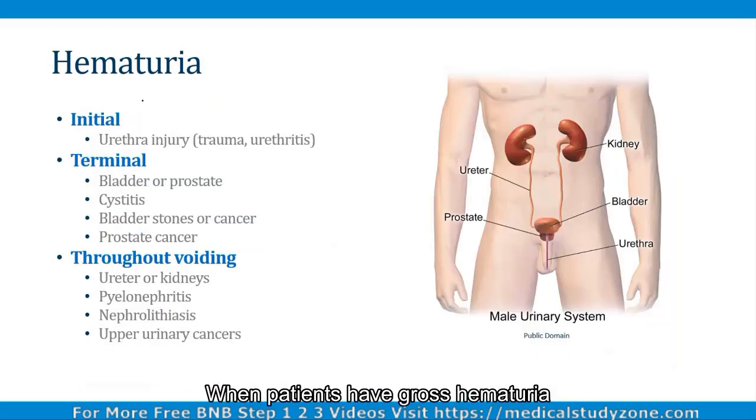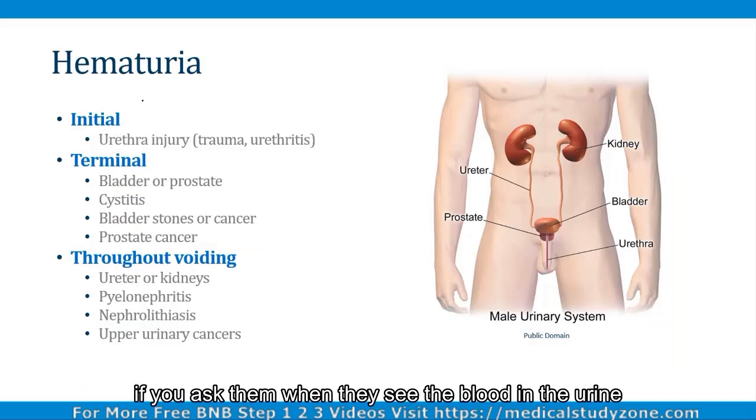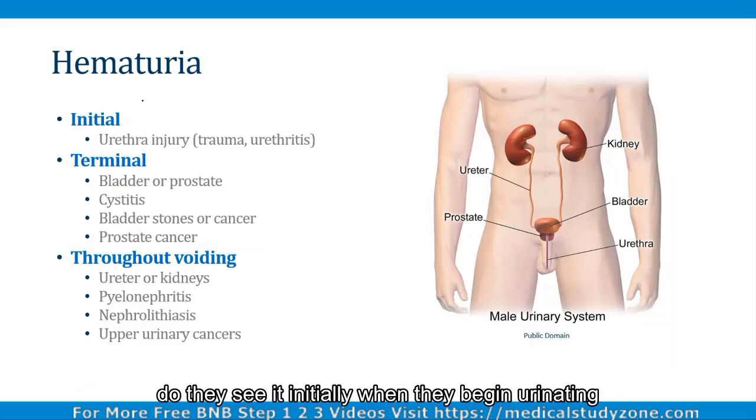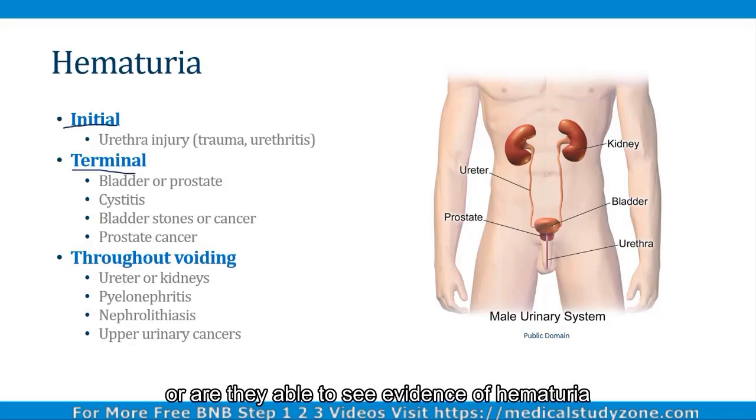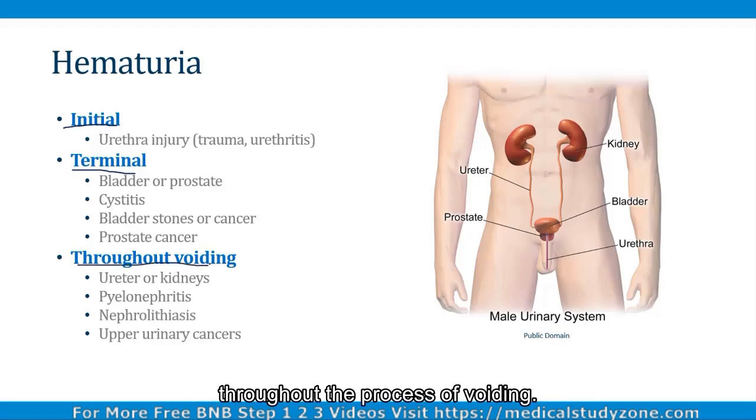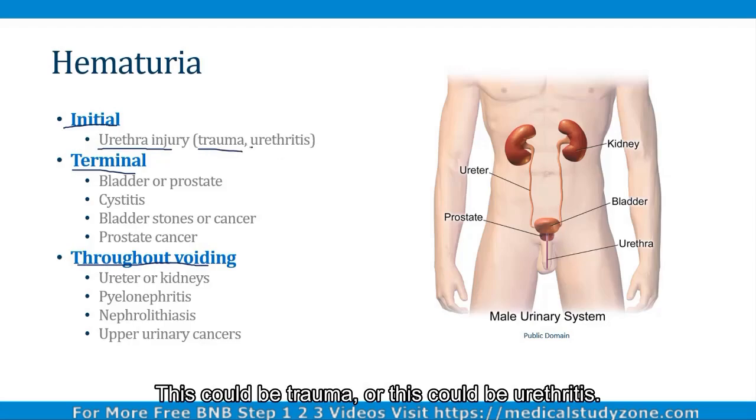When patients have gross hematuria, you can get some clues as to the cause if you ask them when they see the blood in the urine. Do they see it initially when they begin urinating and then it clears? Do they see it only at the end of urination, in other words, at the terminal phase? Or are they able to see evidence of hematuria throughout the process of voiding? When there's hematuria only present initially that then clears, this usually indicates some injury to the urethra. This could be trauma or this could be urethritis.